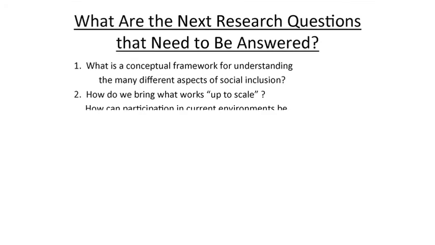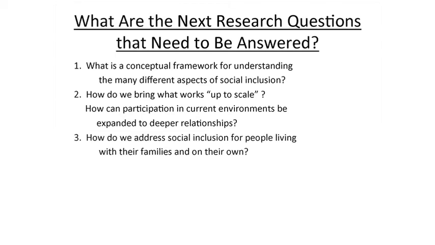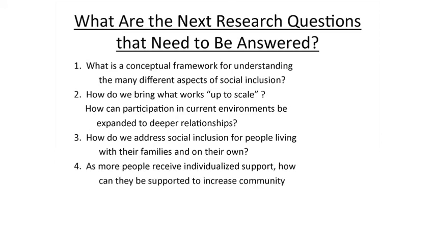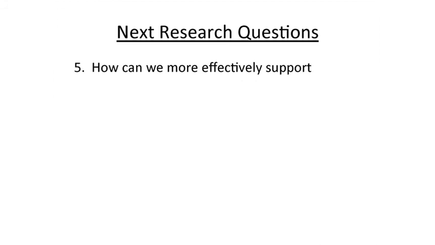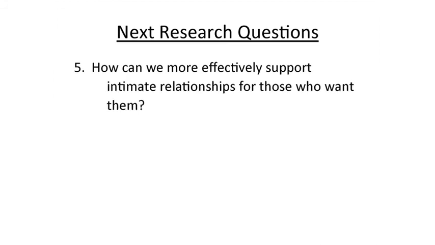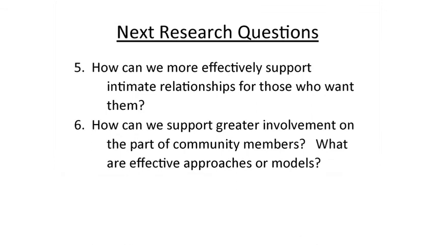And how can participation in current environments be expanded to deeper relationships? People are in places now, but how can we expand the depth of relationship? How do we address social inclusion for people living with their families and on their own? As more people receive individualized support, how can they be supported to increase community belonging and yet not be victimized? How can we more effectively support intimate relationships for those who want them? Again, what are the lessons for developing countries? And how can we support greater involvement on the part of community members? What are effective approaches or models in the eyes of community members?